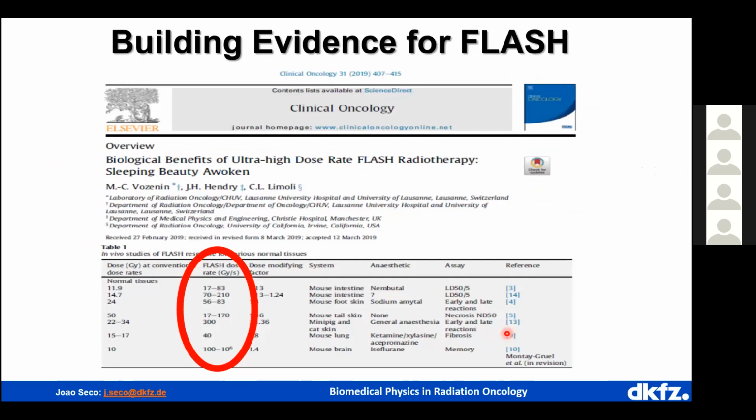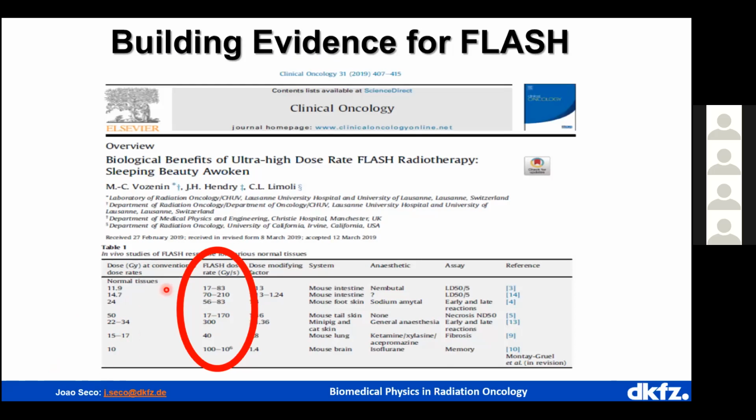So recently, in the last 5 years, there was a review paper that looked at all the accumulated evidence of FLASH. These are from all the recent studies, and the review paper was published by Vozenin et al. And they looked at different doses and dose rates. The dose rates were varied between 15, 17 gray up to 100, 300 gray per second, sorry. While the minimum dose was always extremely high, a minimum of 10 gray was the shot dose.